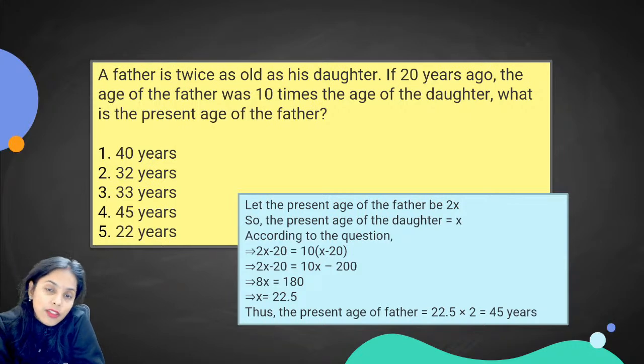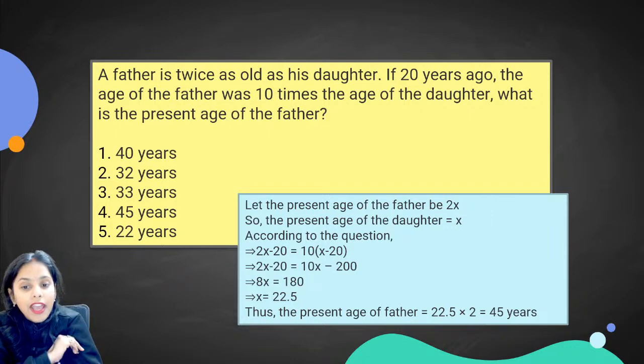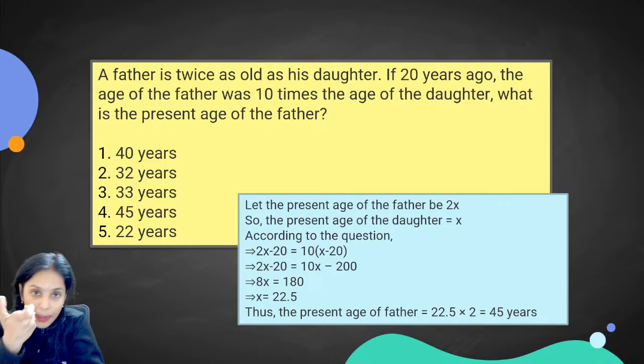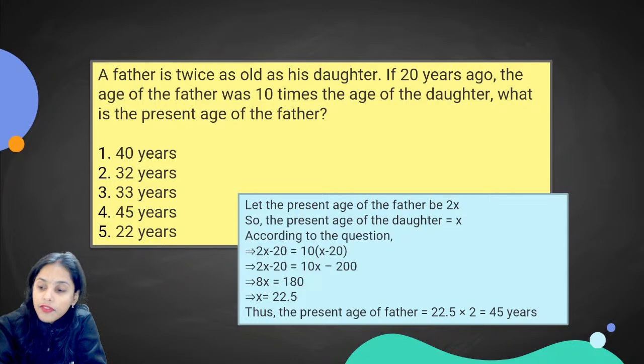So taking the variable terms on one side, 10x minus 2x, that's 8x. Then we take 200 minus 20, that's 180. So x will be 180 upon 8, that's 22.5. And if the value of x is 22.5, then the present age of the father would be 22.5 into 2, because that was 2 times x. So that is 45 years.